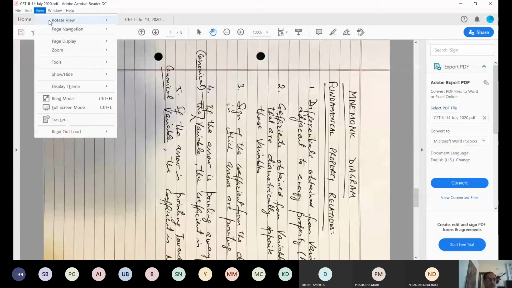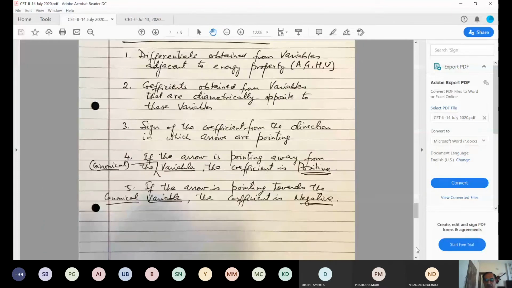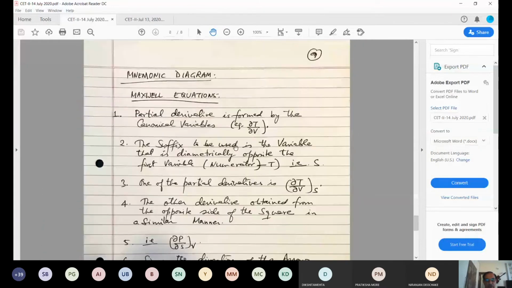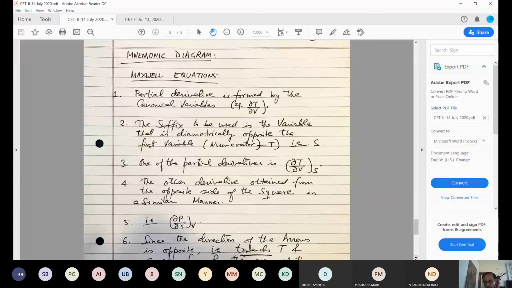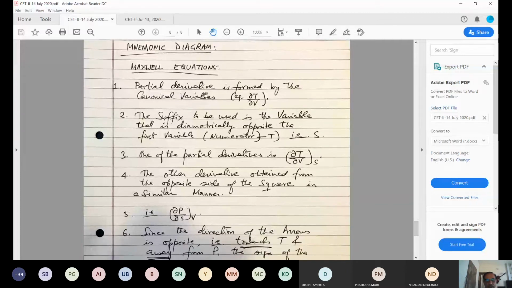Now let us see the Maxwell equations. In the Maxwell equations, the partial derivative is found by the canonical variables.